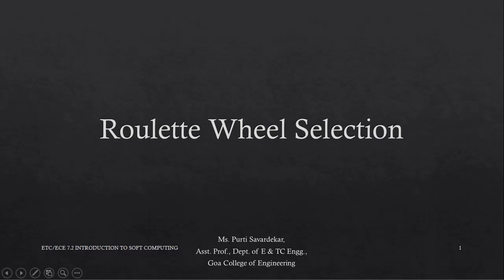In the last few classes, we discussed and understood the role of the selection operator in the genetic algorithm. The basic objective of selection is to select a pair of individuals for crossover. In today's lecture, we focus our attention on one of the most commonly used selection techniques, the roulette wheel selection technique. Let us begin.